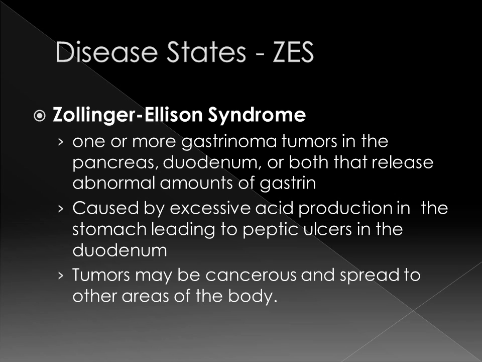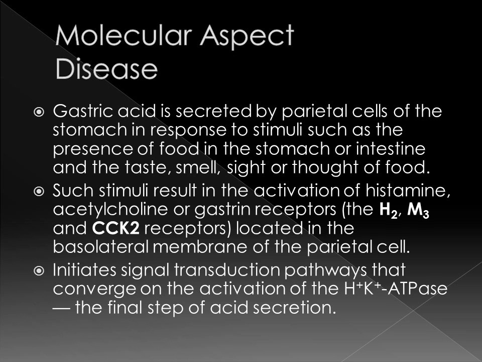There is also another disease state known as Zollinger-Ellison syndrome, ZES, and this is where one or more gastrinoma tumors are found in the pancreas, duodenum, or both, and they release abnormal amounts of gastrin. This is caused by excessive acid production in the stomach, leading to peptic ulcers seen in the duodenum. These tumors are cancerous and can spread to other areas of the body.